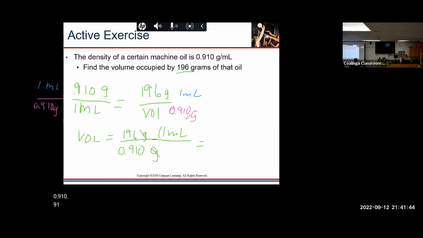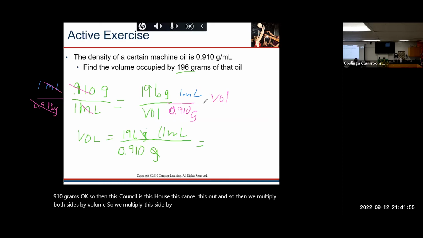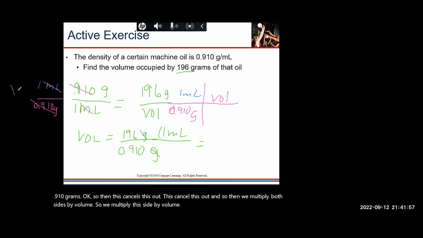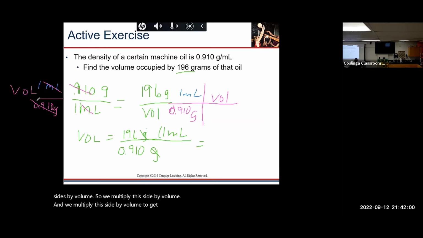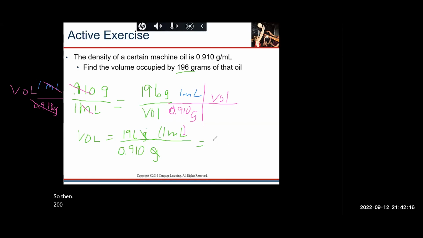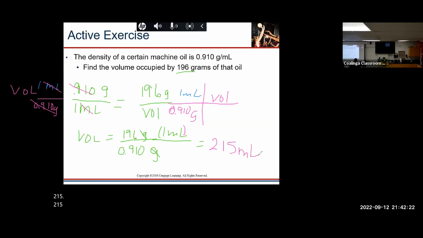0.910 grams. Okay, so then this cancels this out, this cancels this out, and then we multiply both sides by volume to get volume all by itself, right? So on this side we just have volume, and then you have 196 divided by 0.910 times 1 milliliter. So then 215 milliliters. That is correct.